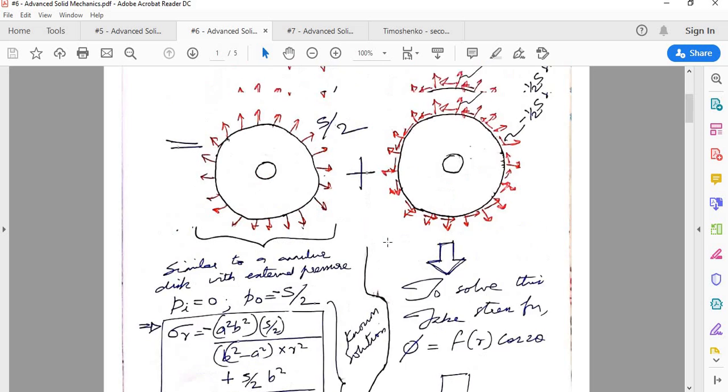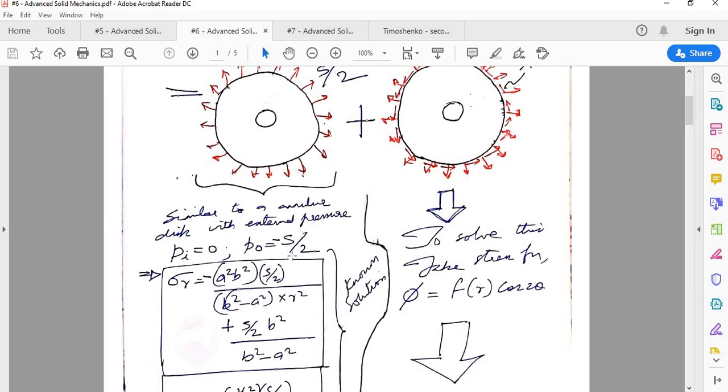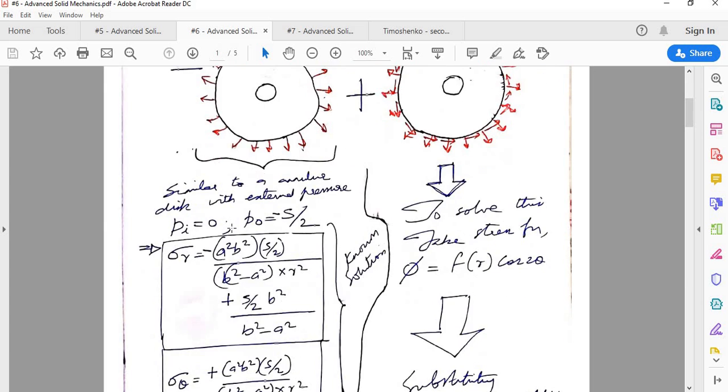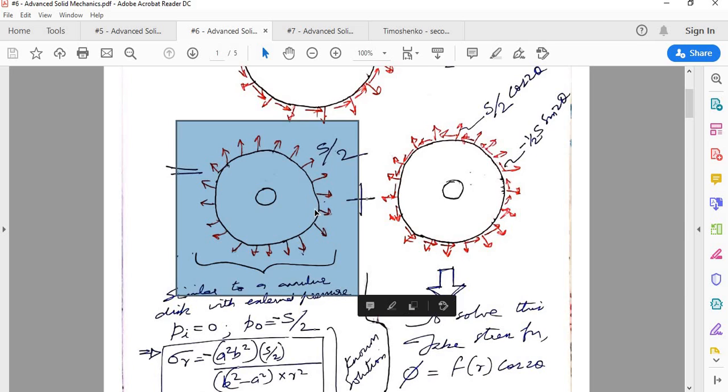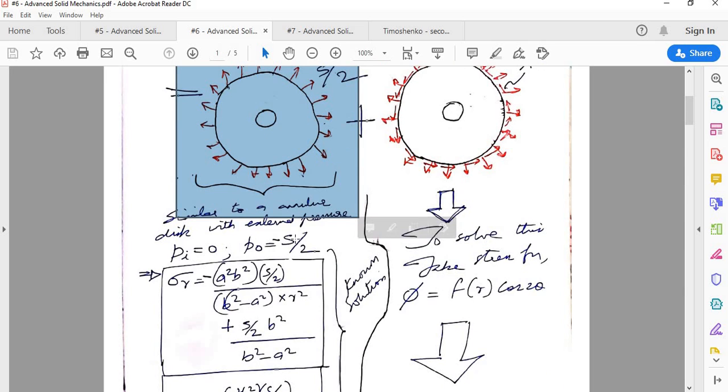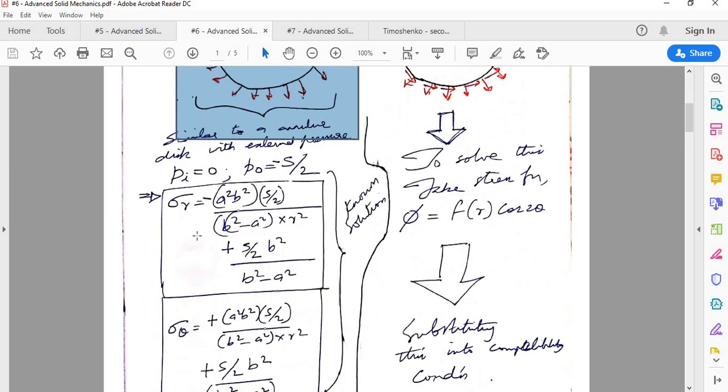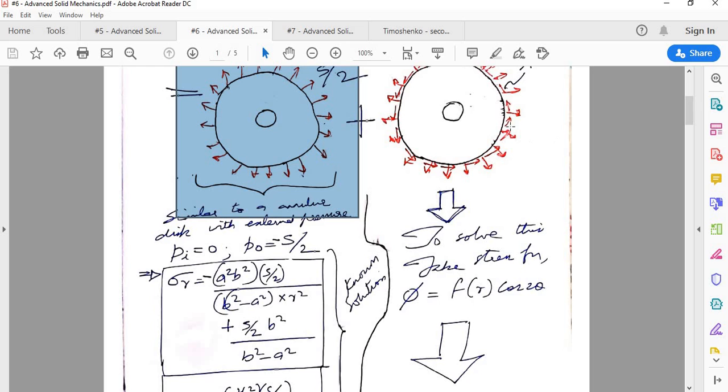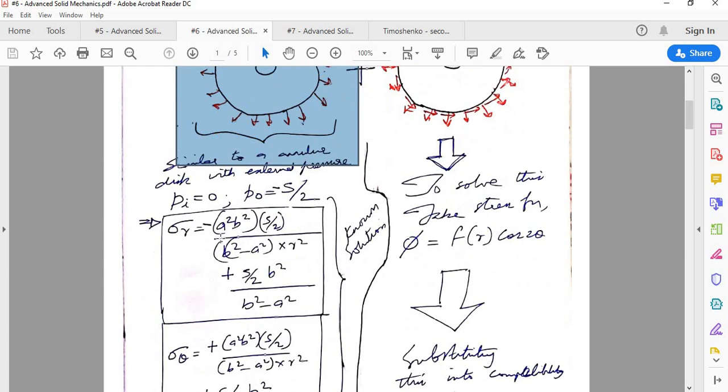Now I can also ask direct numerical questions. I can give you the values of S, A, B and things like that, and ask you to evaluate the stresses at these points. Those questions can be asked, and it will be nothing but simple substitution.